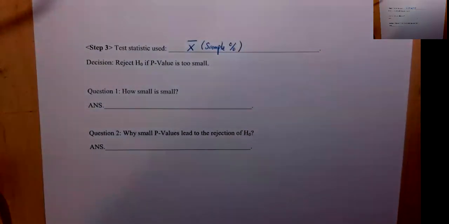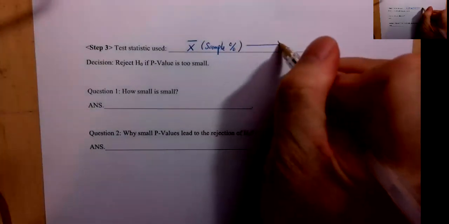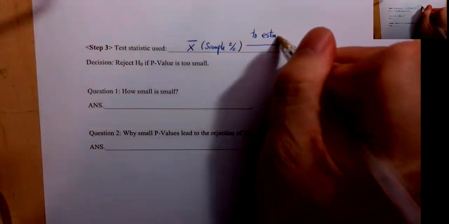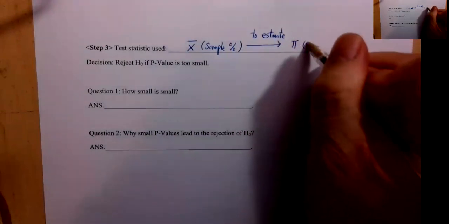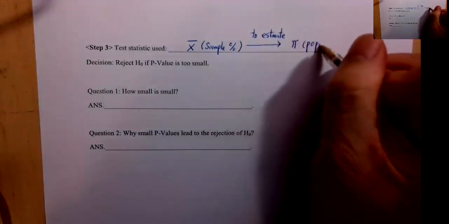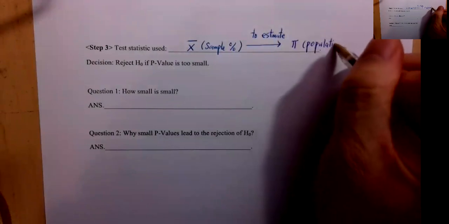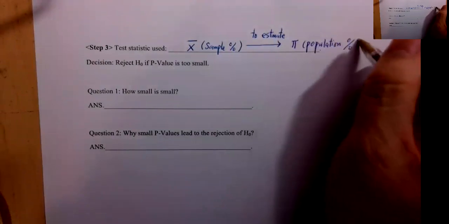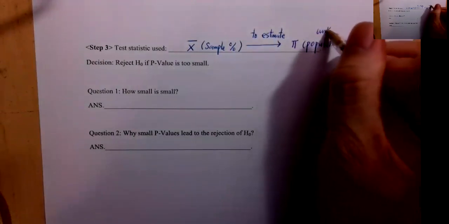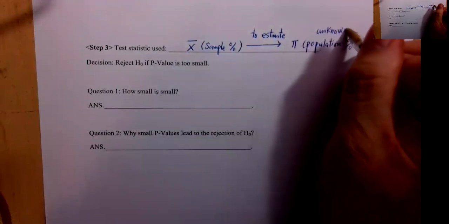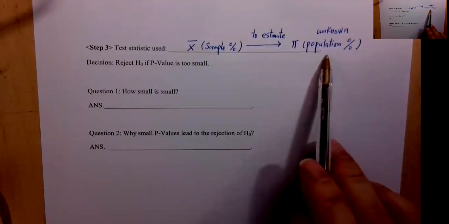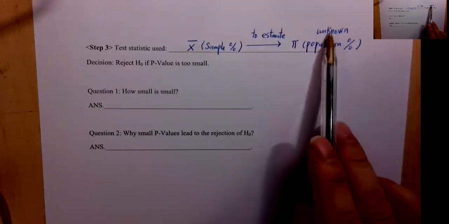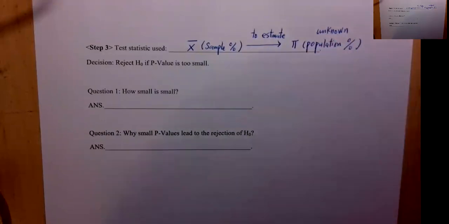We use the sample percentage to estimate pi. Pi is a population percentage. This is the unknown population percentage, the true chance for the given coin to get heads. Okay, this is the unknown population percentage.